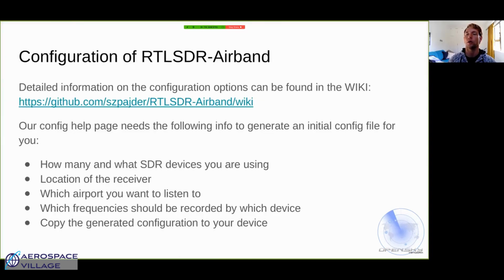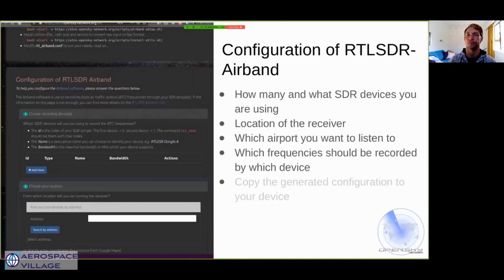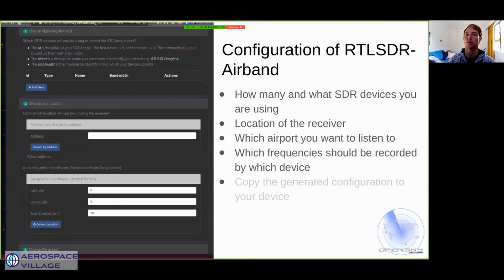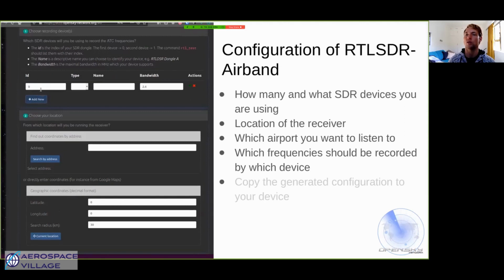Once installed, the configuration file for the software needs to be modified to record the desired frequencies and produce an output. The full set of configuration options you can find on the wiki page with the provided link. After the software is installed, the configuration file for the software needs to be modified. To make the configuration easier, we have a simple page that generates a configuration file for you in 5 steps.